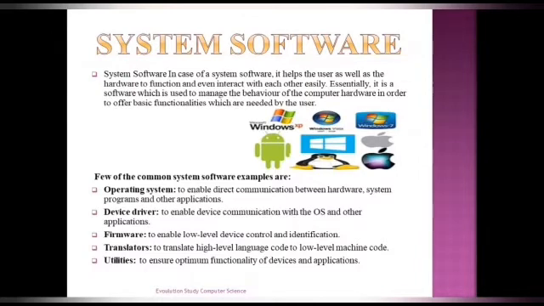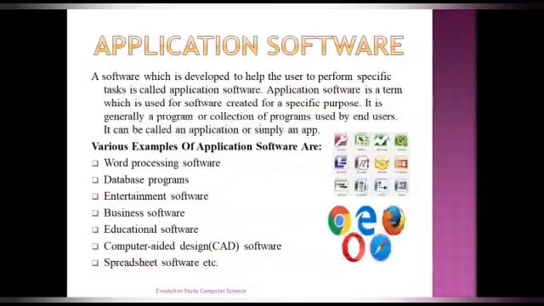A few common system software examples are: Operating system. It enables direct communication between the hardware, system programs and other applications. Device driver. It enables the device communication with the OS and the other applications. Firmware. It enables the low-level device control and identification. Translators. To translate the high-level language code to low-level machine code. Utilities. To ensure the optimum functionality of the devices and the applications.